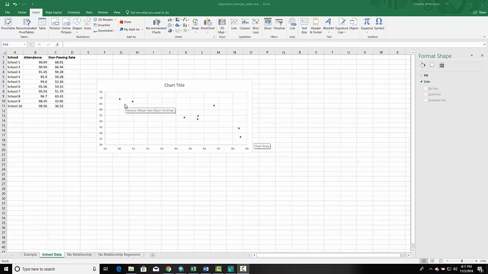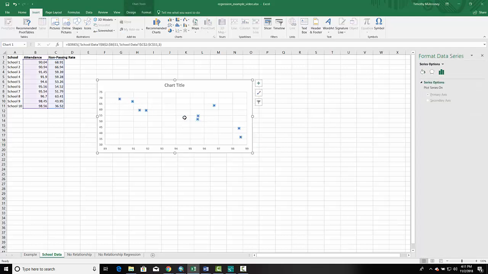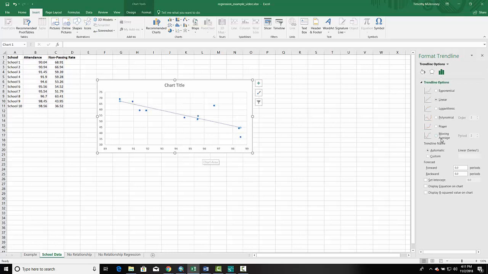Now, I can add these trend lines. I'm going to do this a couple of different ways here. I'm going to click on all these points, right-click, and click Add Trend Line. I can click on this and actually see this line here. This is the line of best fit.